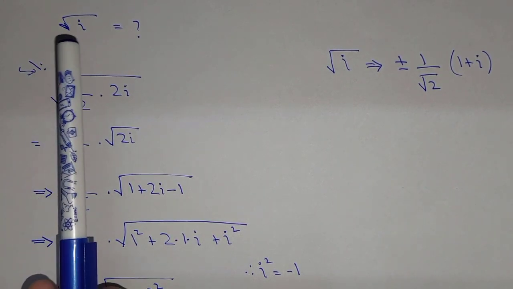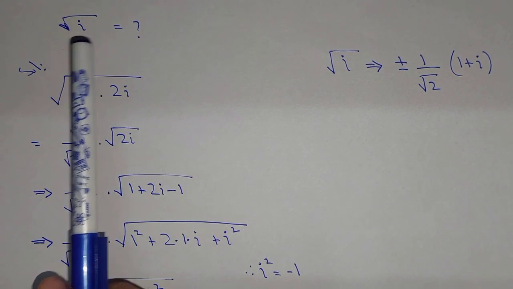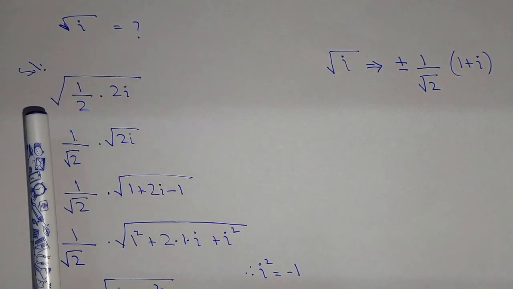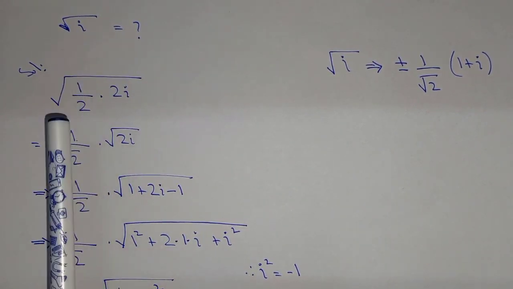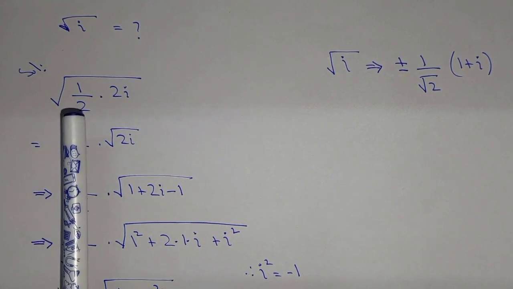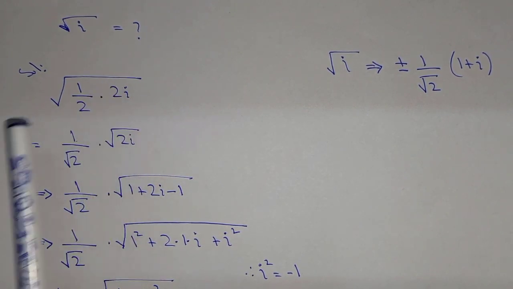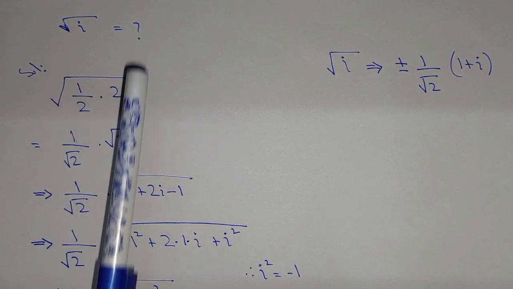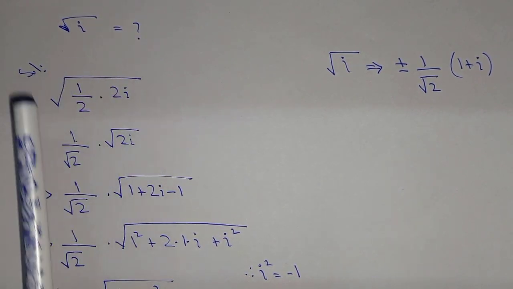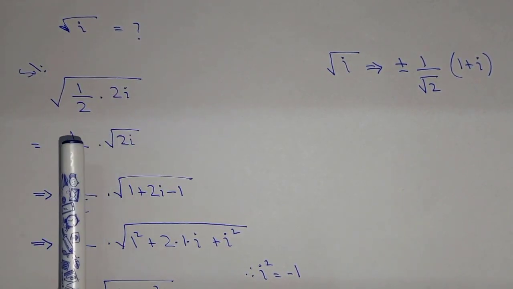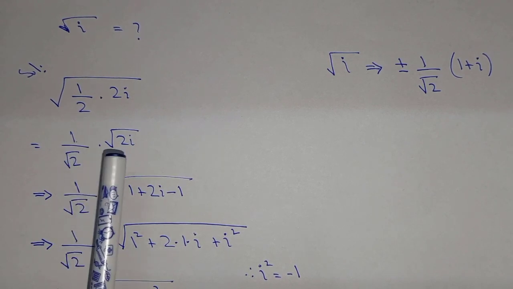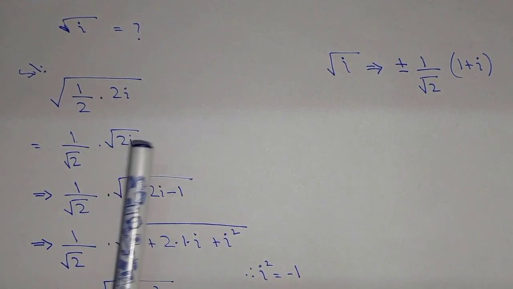In this video we have to find what is under root i equal to. So we can write under root i as under root 1 over 2 into 2i, because 2 will be cancelled and this will be the same. Now this can be written as 1 over under root 2 into under root 2i.